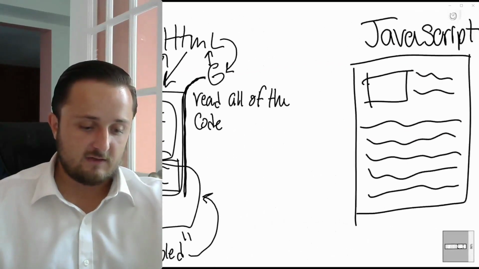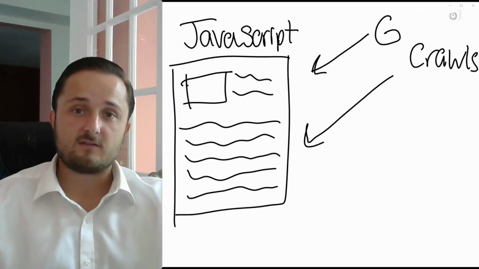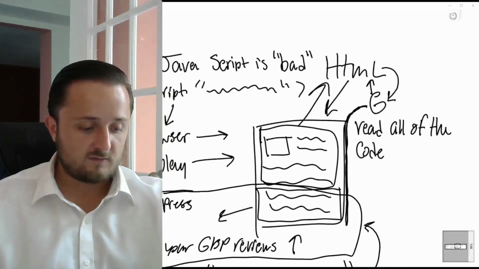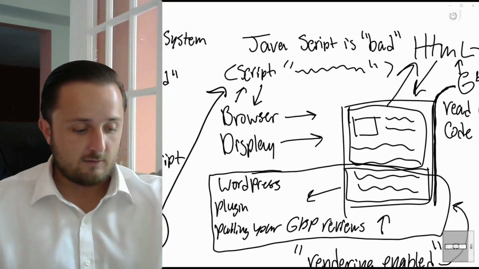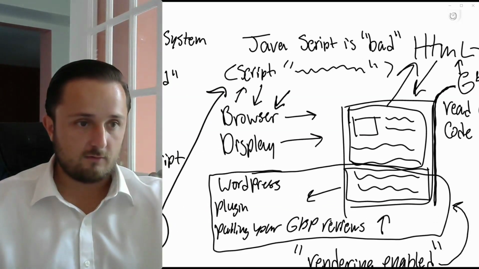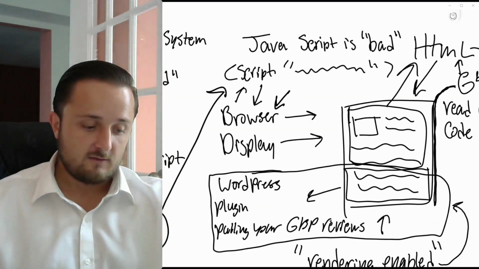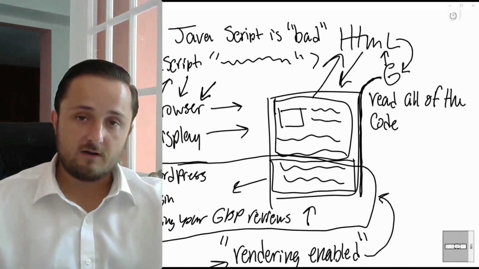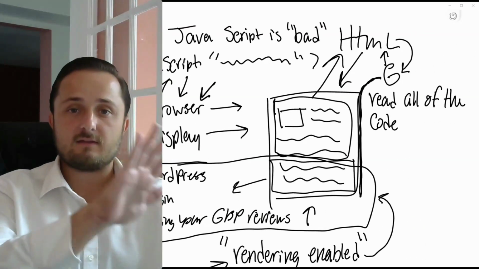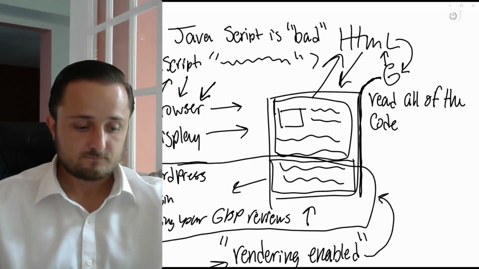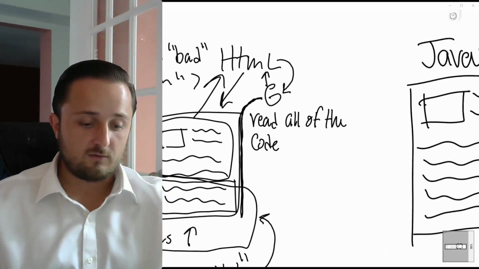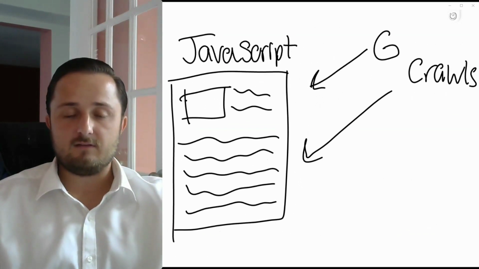It's not going to see the content when you go and visit the page, because when you go and visit the page, your browser is doing all of the rendering for you. Your browser is what's running the script and then displaying the content to you. So that is not what Google will see. So what does that mean for SEO?